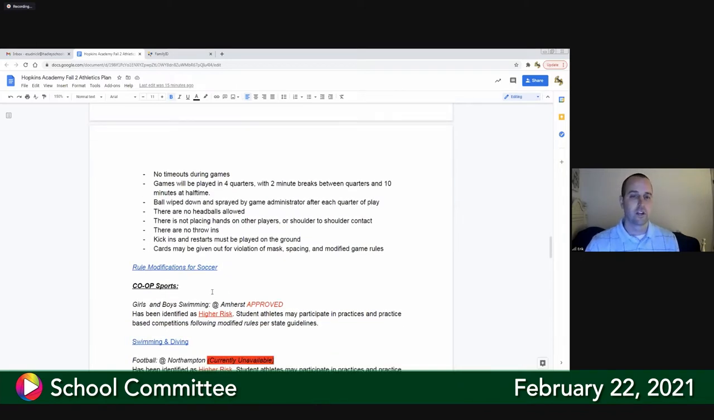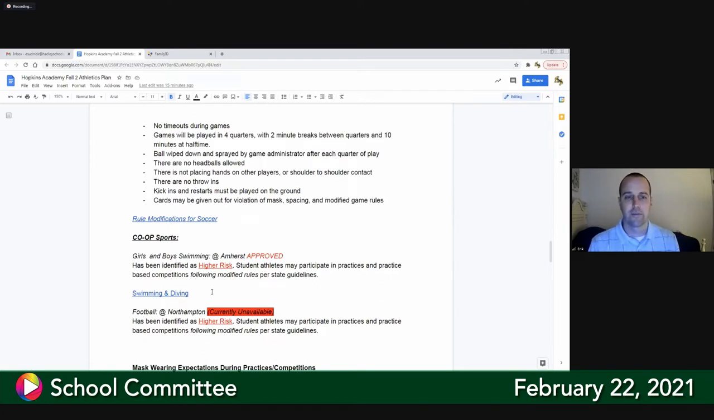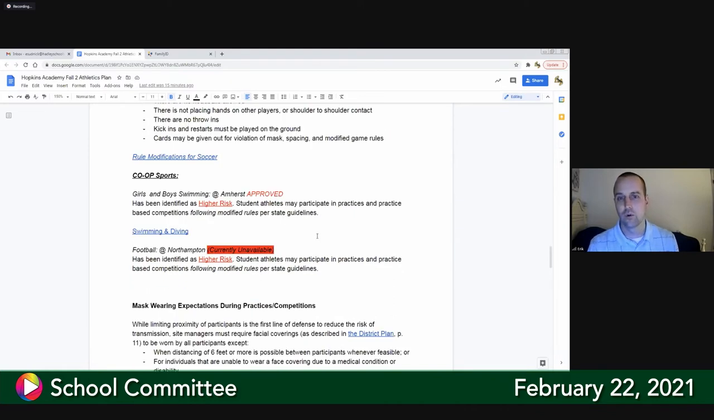If we continue looking down, this is just kind of a recap of the co-op sports. Again, girls and boys swimming has been approved to move forward through this phase. So we'll look to continue that. And football is currently on hold for this point. We'll continue to try and work through that if we can.